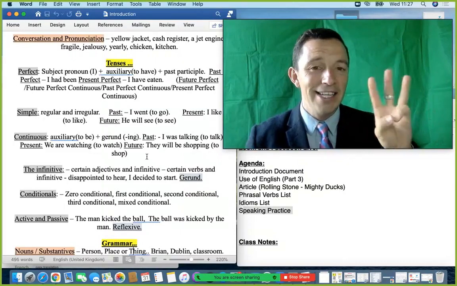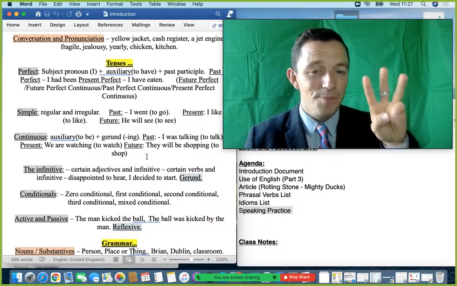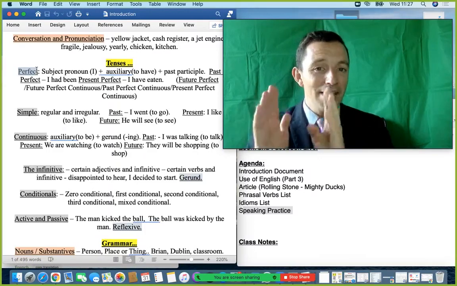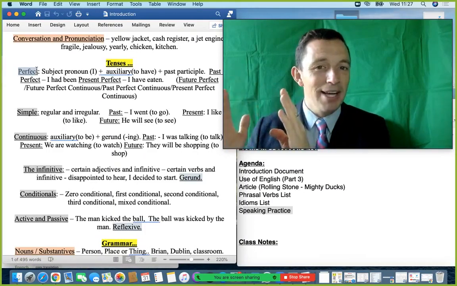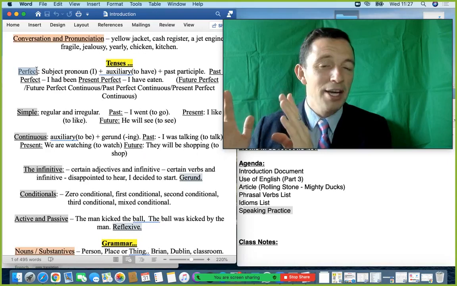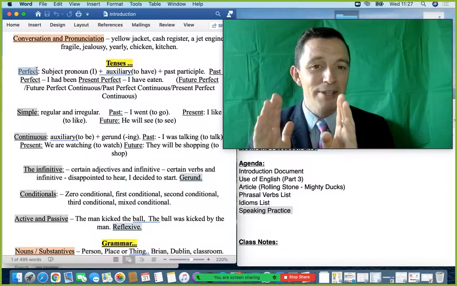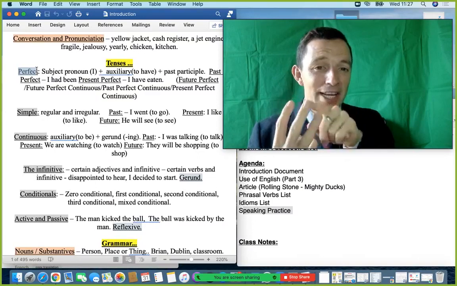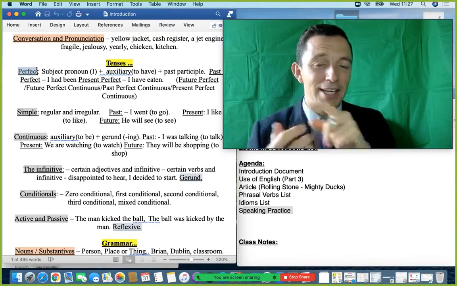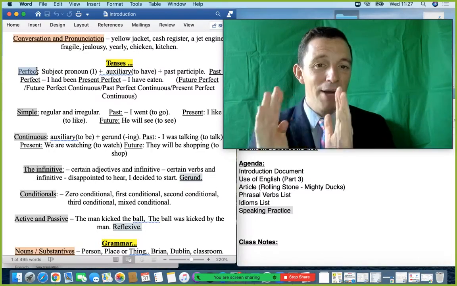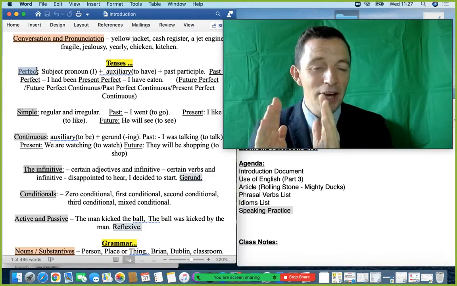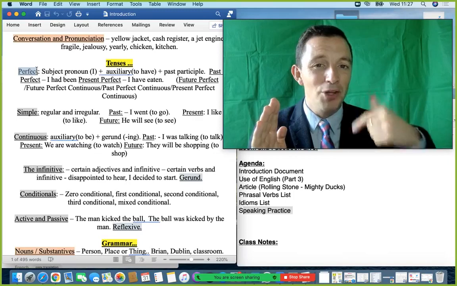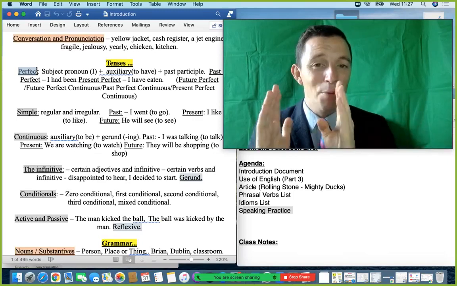The next idea and concept is the perfect, and the perfect is very, very important. We have the present perfect and the past perfect and also the future perfect. But the construction of the present perfect is usually I have eaten, so the subject, auxiliary, and the participle. I have eaten my breakfast. It's finished, it's completed, but it is related and it's relevant to now because I am not hungry at the moment. So this is the present perfect.